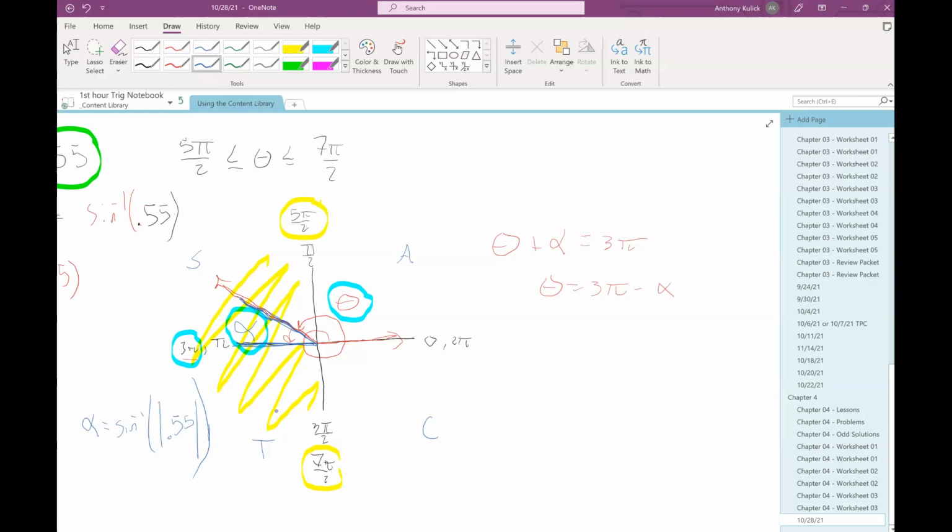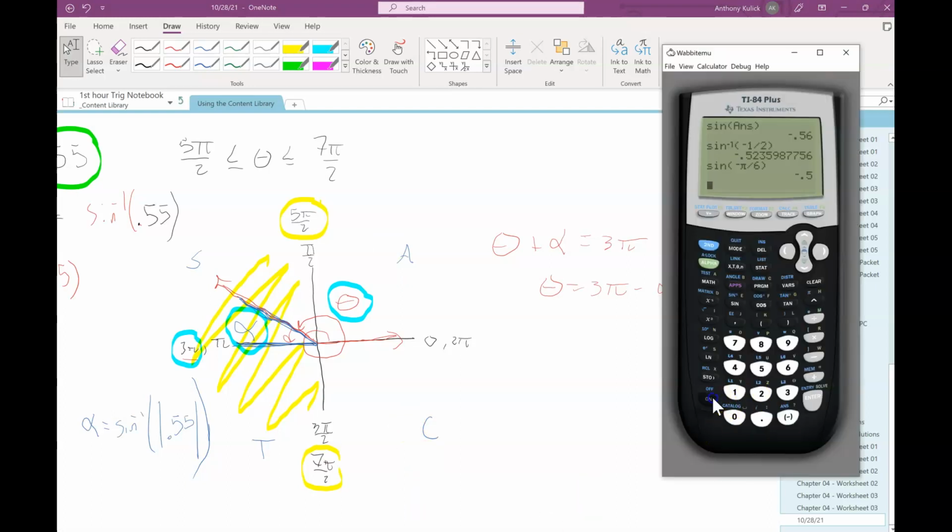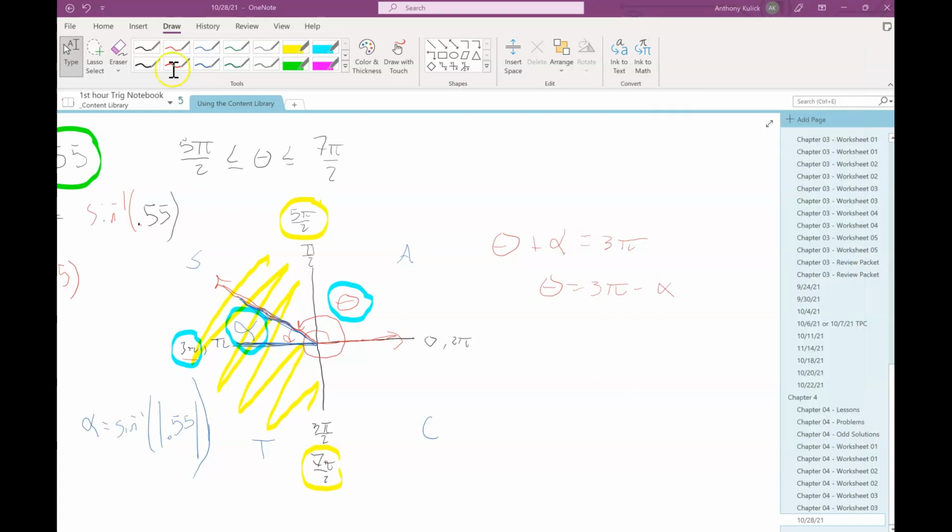Now, do I really need the absolute value here in this case? No, but if 0.55 was negative, I definitely need that, right? So I'm going to just go to my calculator now. So I'm going to do 3 pi minus sine inverse of 0.55, so my answer should be 8.842. Radians.